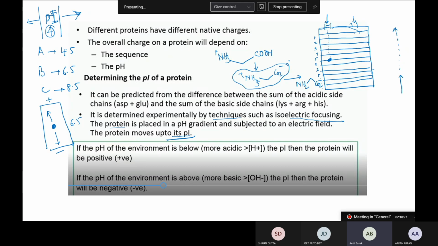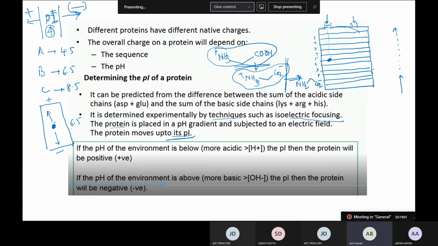So as you increase the pH beyond pI, the overall charge becomes negative. Never forget that. And if the pH is lower than pI, the overall charge is positive. If you get confused, take glycine as the example. If the pH is lower than pI, the protein will be positively charged. If the pH is greater than pI, it will be negatively charged.